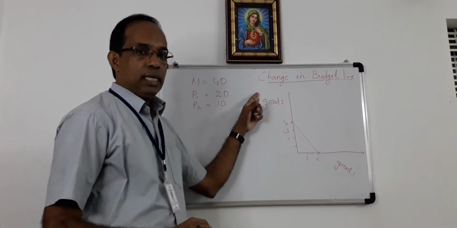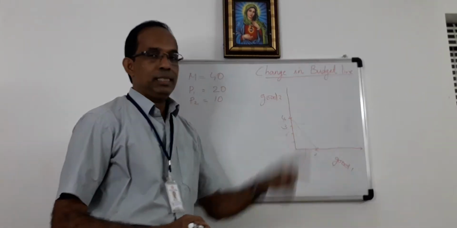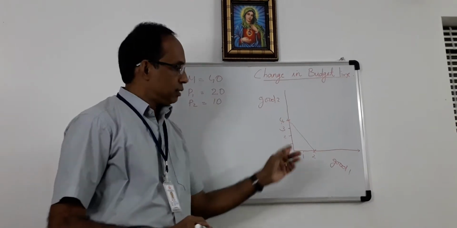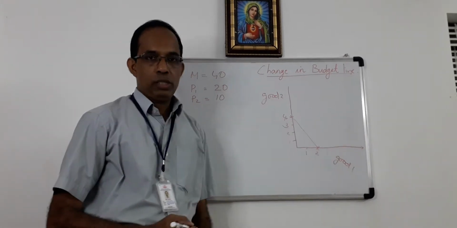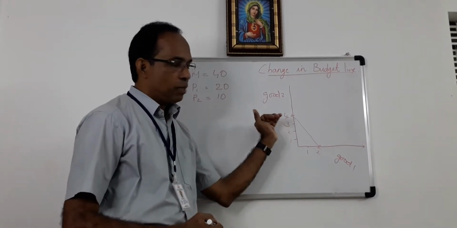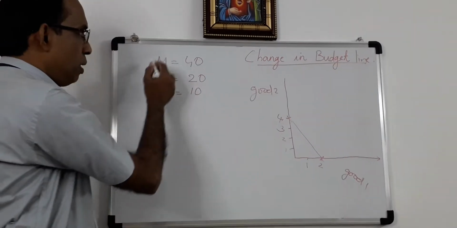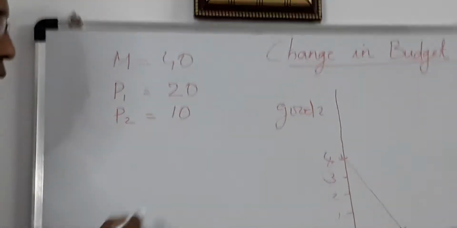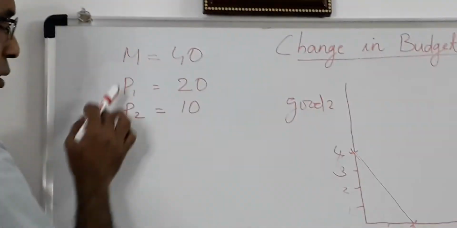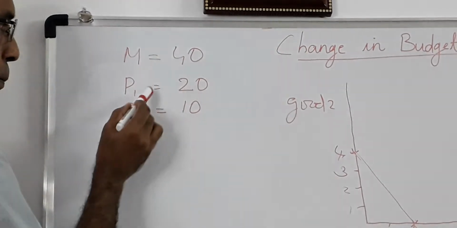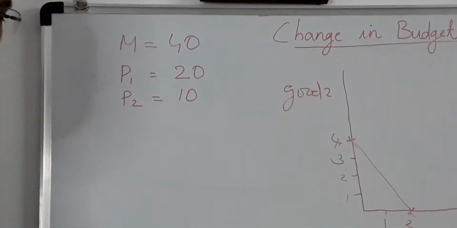Today we study the changes in budget line. Does this budget line change or not? Or when does this budget line change? There are three variables that affect the budget line. Or in order to draw a budget line, we need three variables. That is income, P1 and P2.